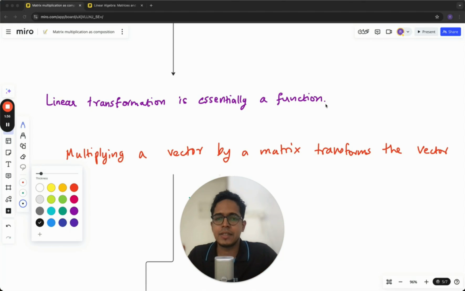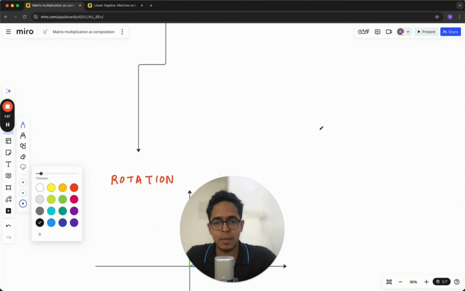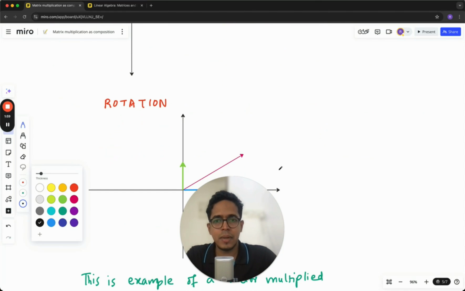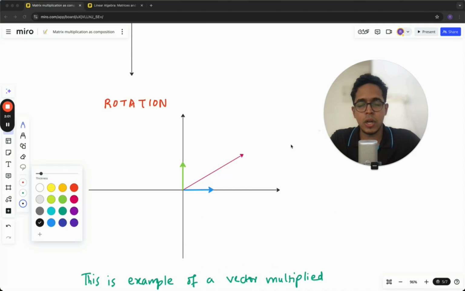Throughout this lecture, we'll be looking at a two-dimensional plane. So the transformation matrix will be 2x2 in dimension, and the vector will have only x and y dimensions. If a vector is multiplied by a matrix, it transforms the vector. So let us have a look at two examples. We looked at this in the last lecture, but I just wanted to give you a small recap.